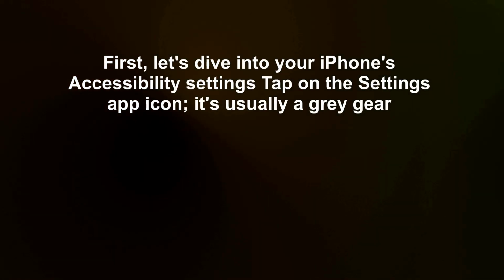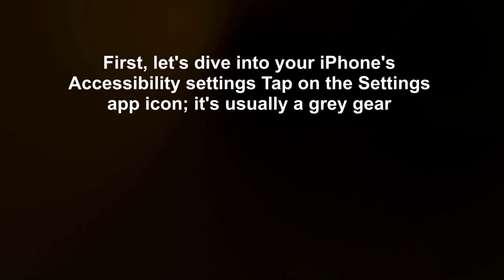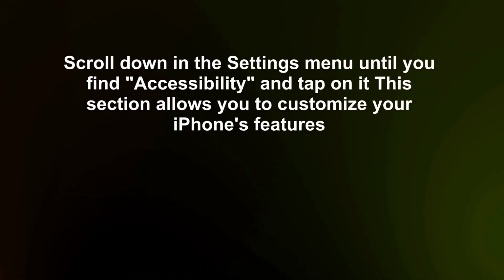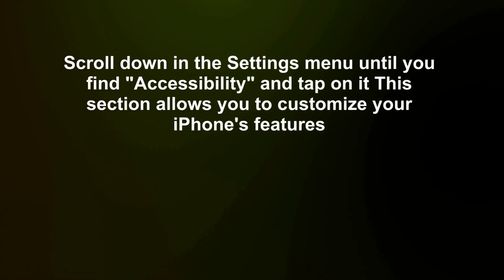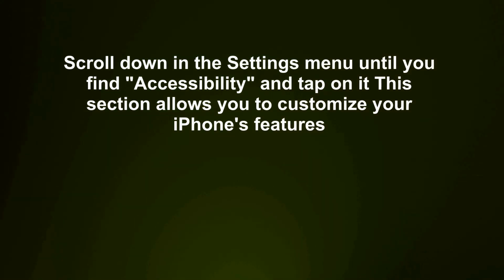Tap on the Settings app icon. It's usually a gray gear. Scroll down in the Settings menu until you find Accessibility, and tap on it. This section allows you to customize your iPhone's features.